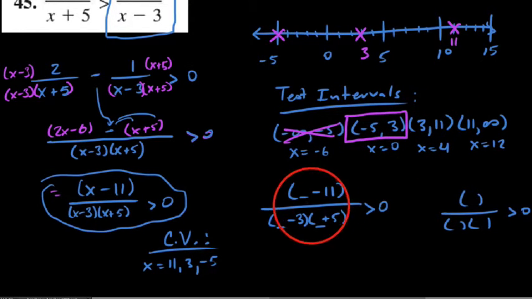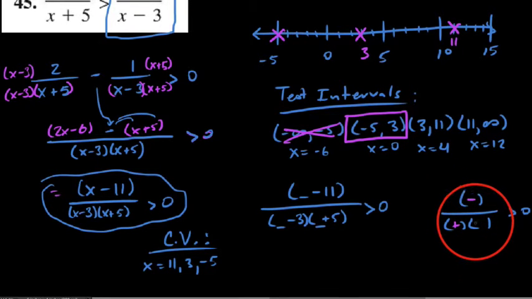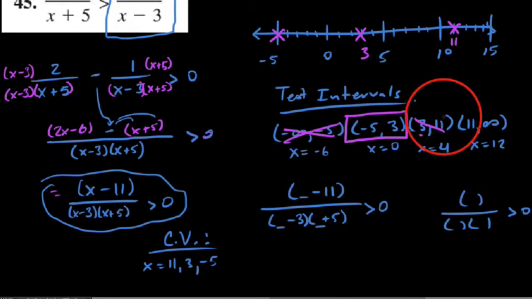We would say now 4, let's plug in 4. 4, 4, 4. We get a negative over a positive times a positive. So we get a negative over a positive times a positive, or a negative over a positive, or a negative, and a negative is not greater than 0. So we're going to reject this as being in the solution set.